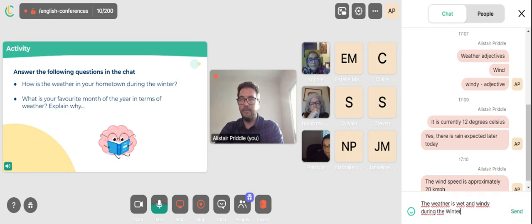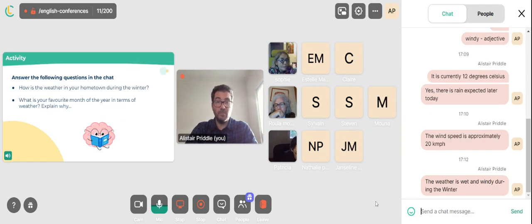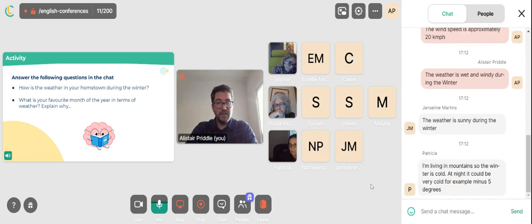Winter. Okay, so that's an example for me. The weather is wet and windy during the winter. Okay, well, thank you, Jean-Céline. So the weather is sunny during the winter. Oh, that's nice.